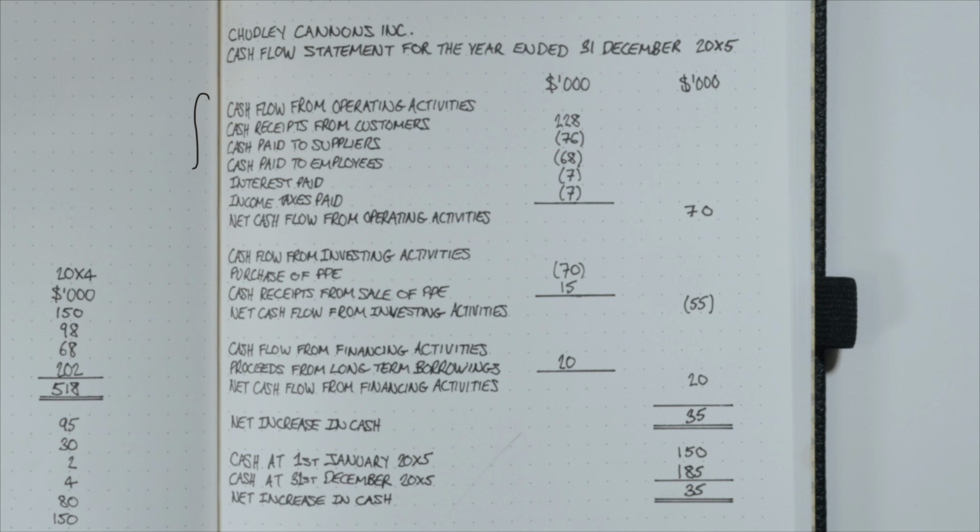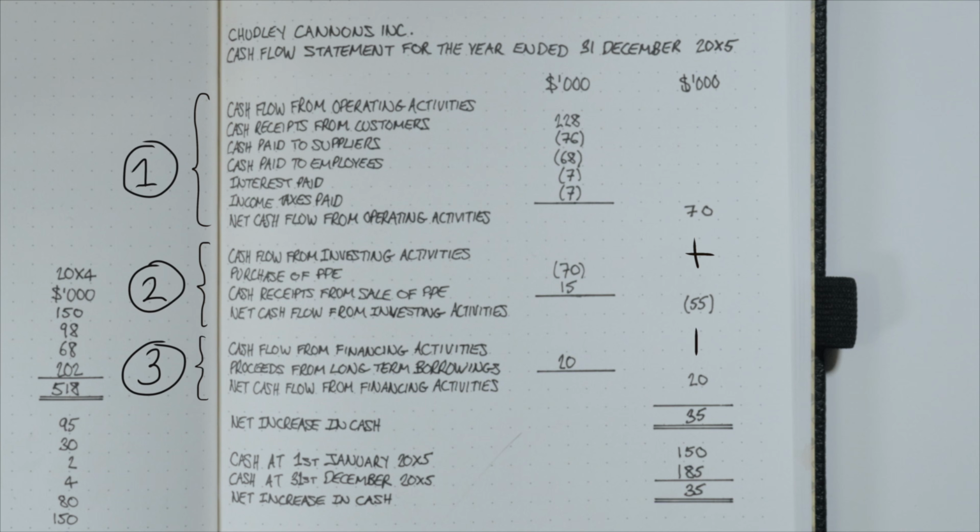So that's the 3 sections of the cash flow statement. And when we subtotal these, we get $70K of cash in from operating activities, $55K of cash out through investing activities, and finally, $20K of cash in from financing activities. If we add all these together, we get a net increase in cash of $35,000, which reconciles back to the movement of the cash balance in the balance sheet. A closing balance of $185K less the opening balance of $150K is also $35,000.